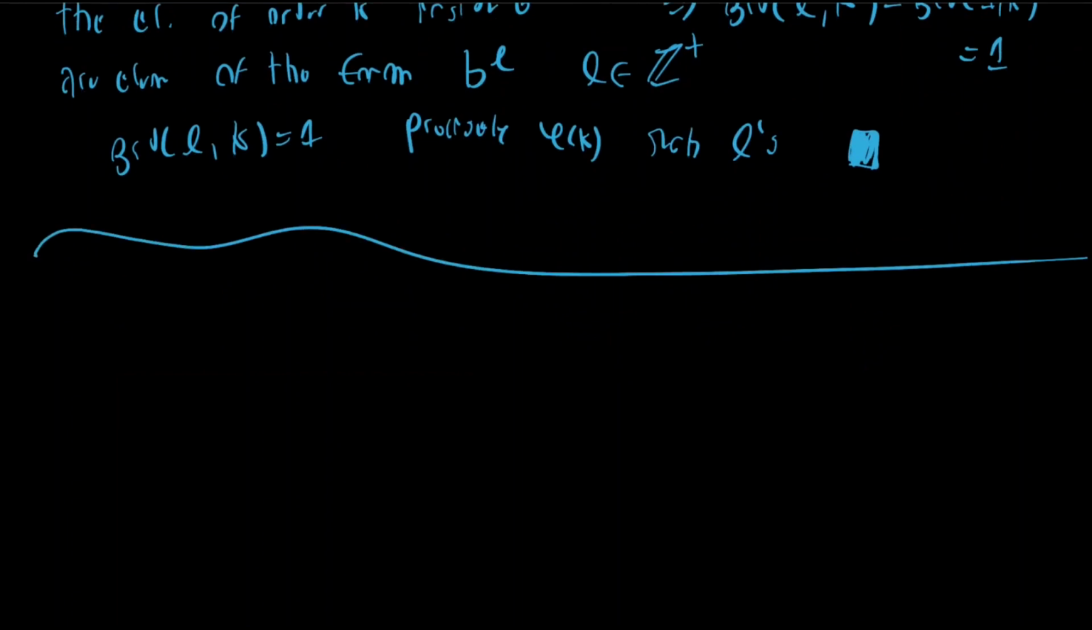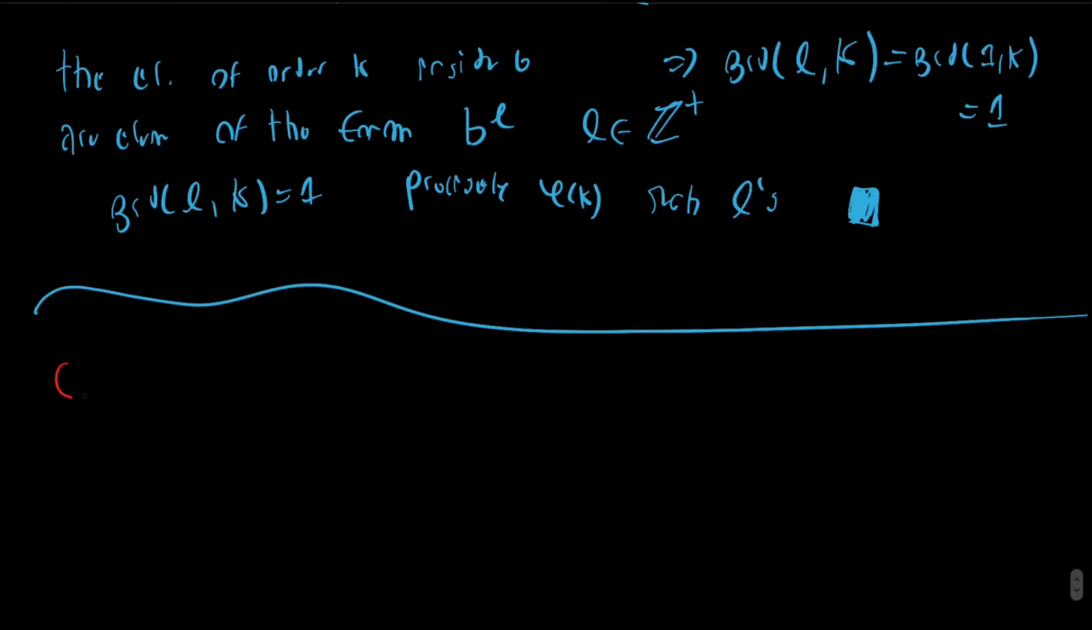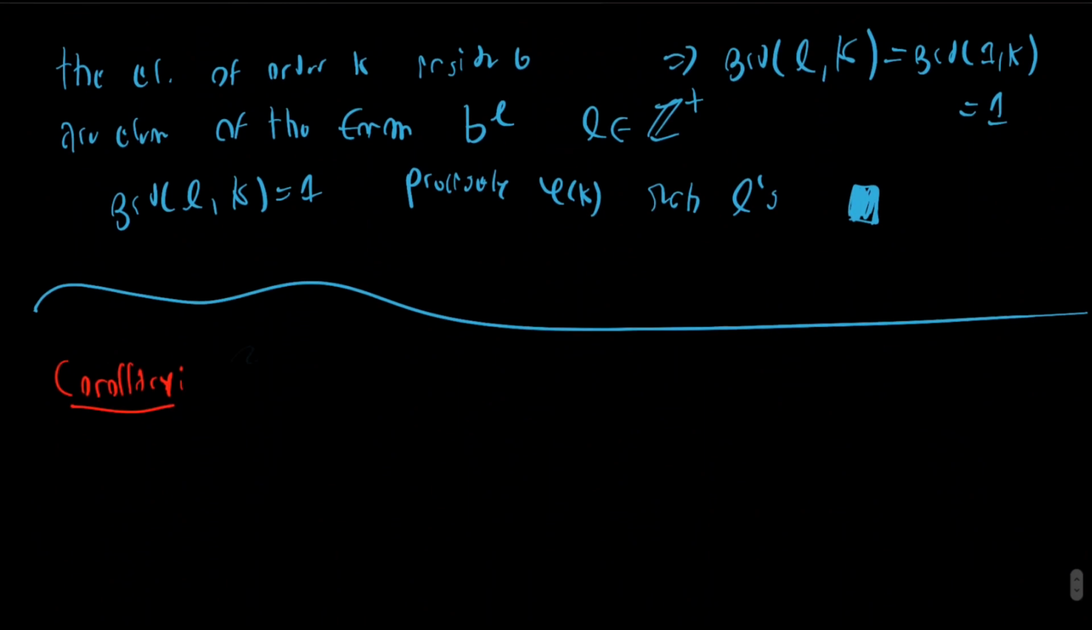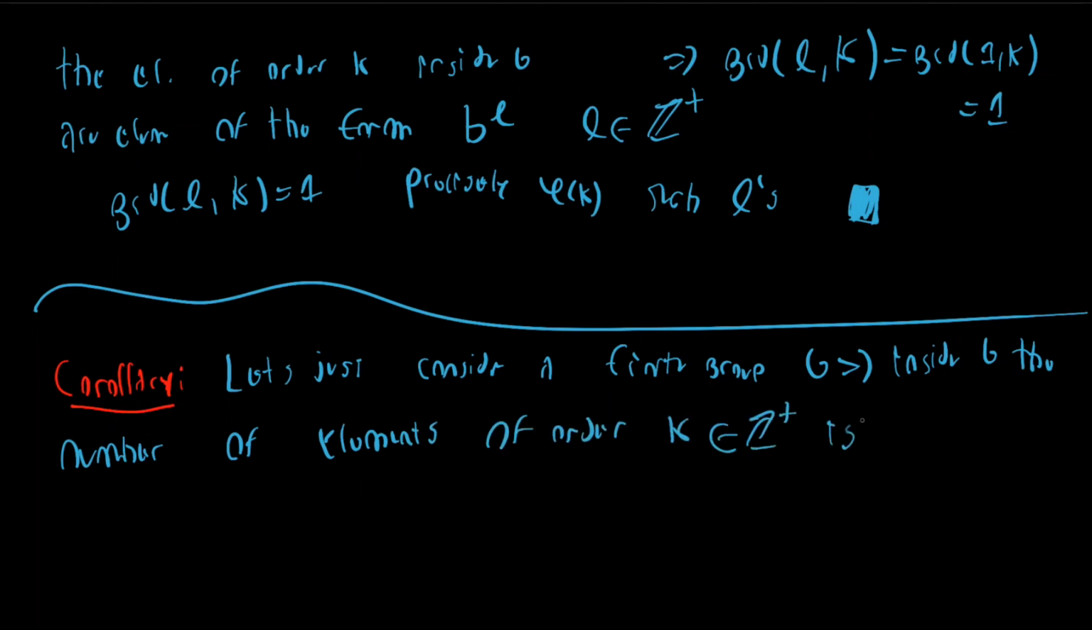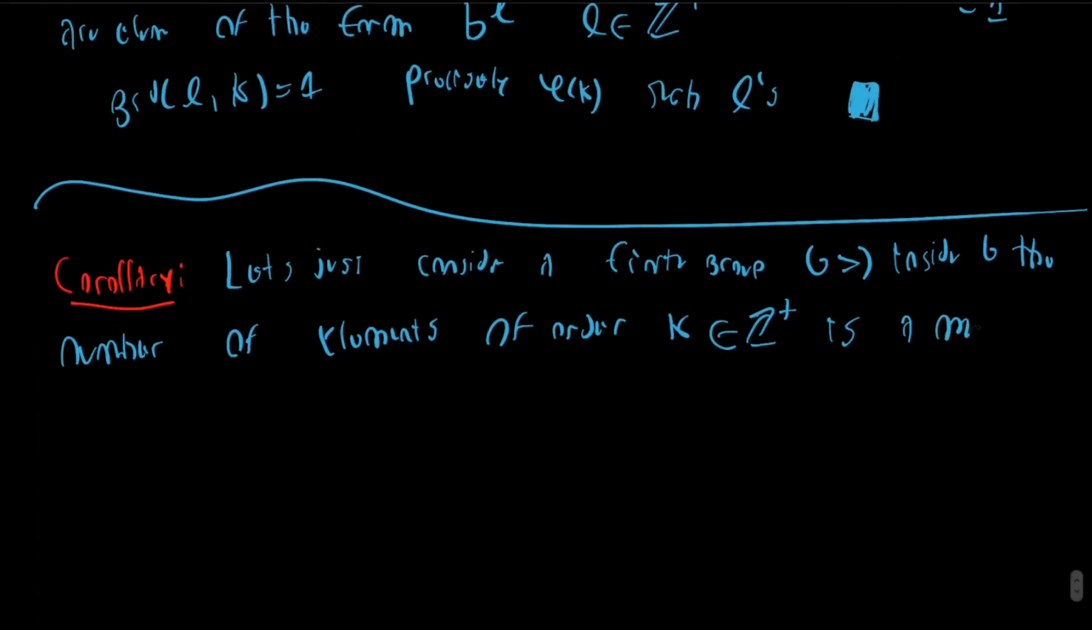So using this fact, this corollary, we can prove another corollary that is pretty useful too, and that will tell us something about the orders inside a group, but this time we will drop the condition that G needs to be cyclic. So let's just consider a finite group G. Then inside G, the number of elements of order K, where K is again a positive integer, is a multiple of phi of K. So let's prove it.